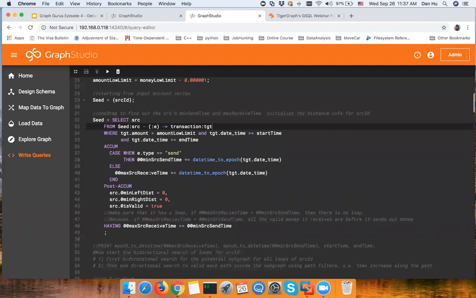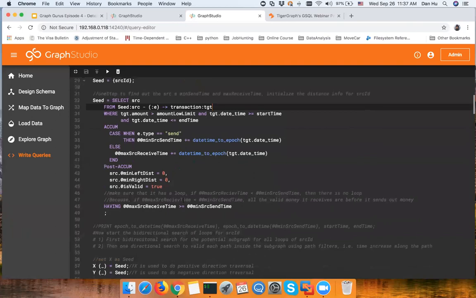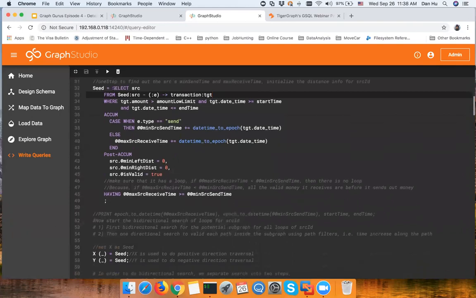So when you do the backward search, you want to know that all the transactions on this node must be smaller than this time, because in this way we can make sure that all the loops it involves are in a time-forward series. So in the accum block we collect those two pieces of information, and the post accum is on the source because we collect the source. So we go back to the starting account. There we just initialize some flags for this source vertex. We mark the distance to the source as 0, and we also mark this vertex as a true vertex.